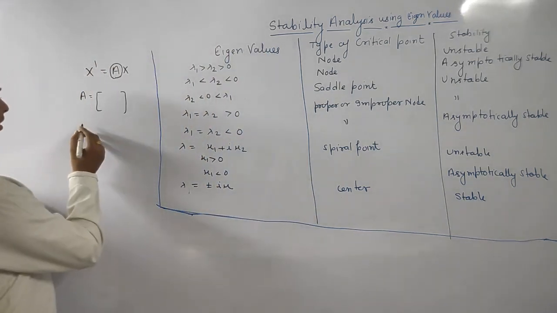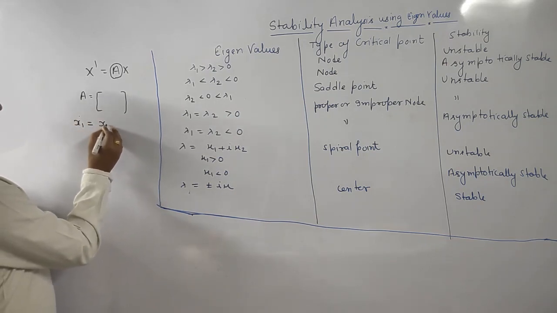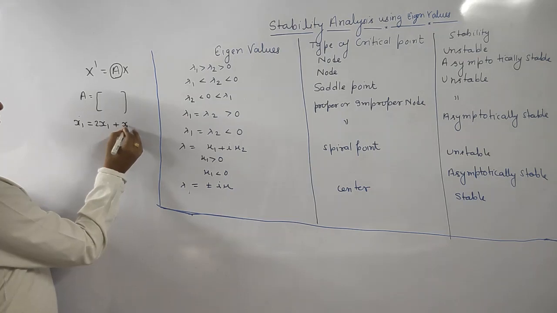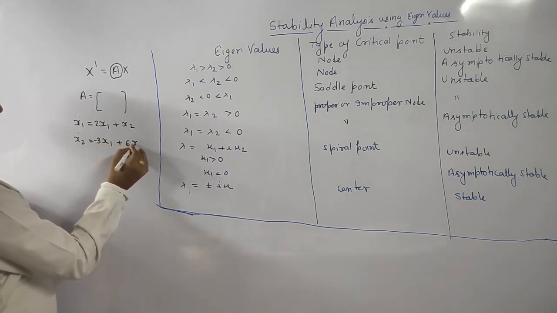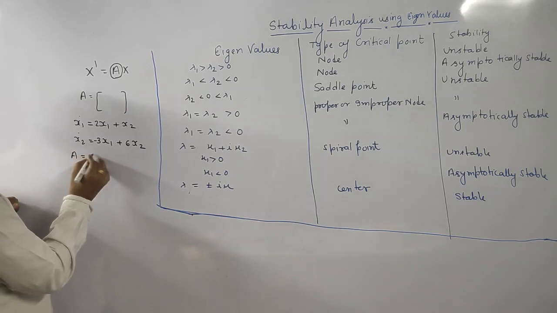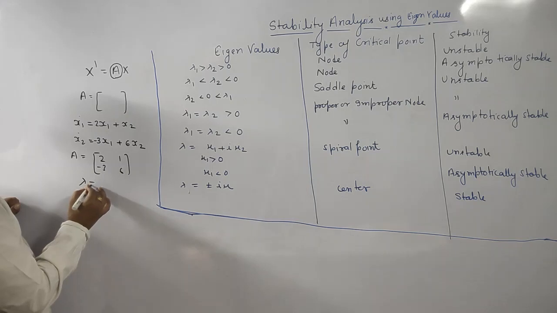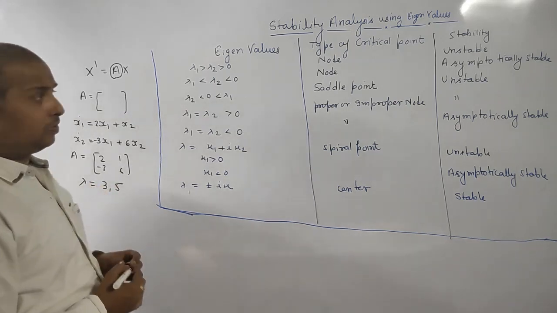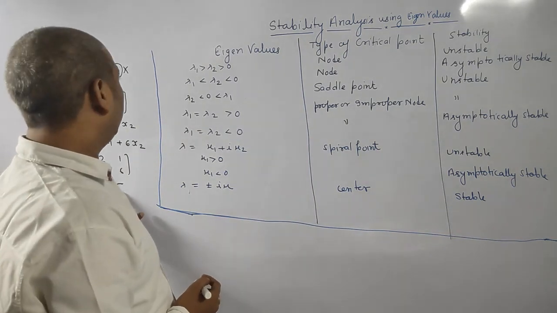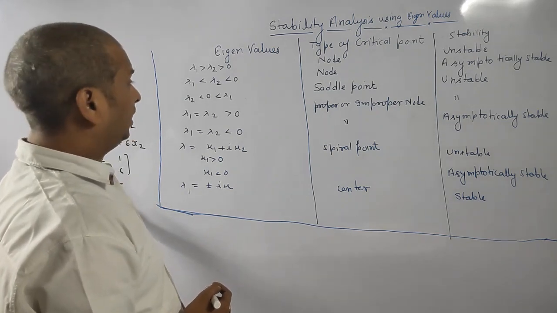For example, if we take the equations which we have already taken, x1 dot is equal to 2x1 plus x2 and x2 dot is equal to minus 3x1 plus 6x2. Then what is the A matrix? The A matrix is [2, 1; -3, 6]. What eigenvalues did we calculate? 3 and 5. So see, both eigenvalues are positive. Lambda 1 and lambda 2 both are positive, and of course 5 is greater than 3, which is greater than 0.